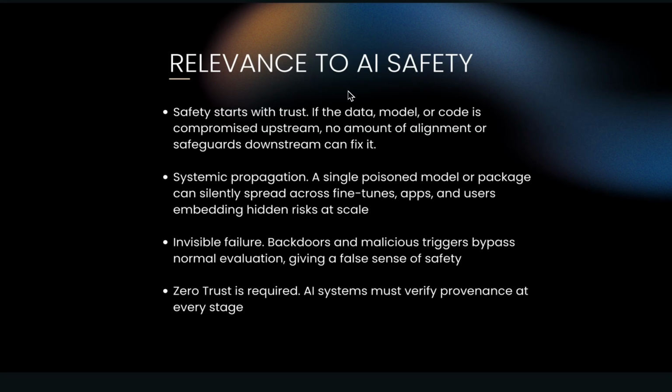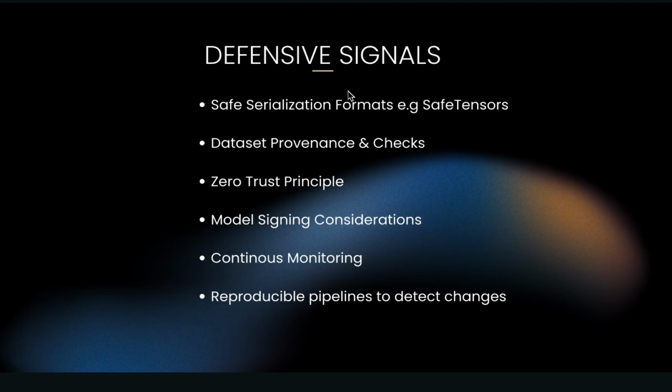Invisible failure: backdoors and malicious triggers bypass normal evaluation. So there can be a false sense of safety as all looks fine, but once the backdoor gets triggered, it shows that there are some funny behaviors happening. Zero trust is required. This is restated often that, especially for frontier labs, zero trust should be actively applied. AI systems must verify provenance at every stage.